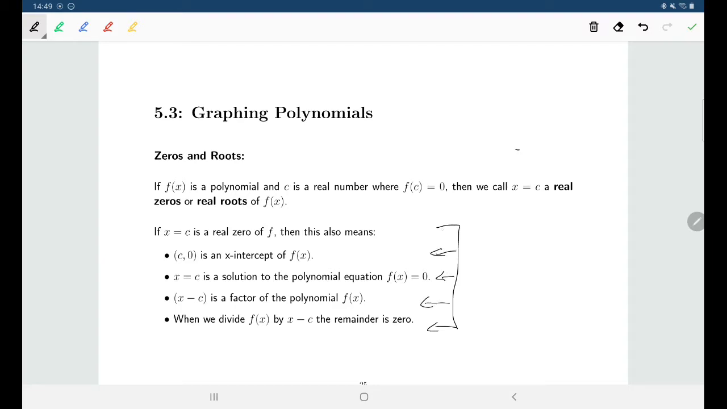So if we're thinking about that polynomial that I had just had up, x minus 1 times x plus 1, you could say, for example, that since x equals 1 is a 0, because it makes the polynomial equal to 0, then that means (1, 0) is an x-intercept, which means x equals 1 is a solution for where is this polynomial equal to 0. That also means x minus 1 is a factor. It also means that x minus 1 can be divided out of this polynomial and leave a remainder of 0.